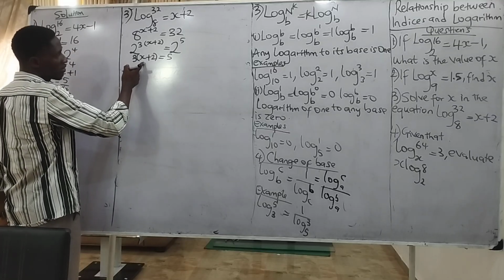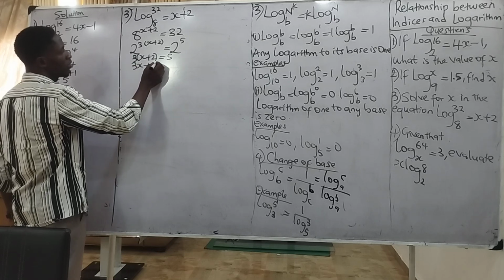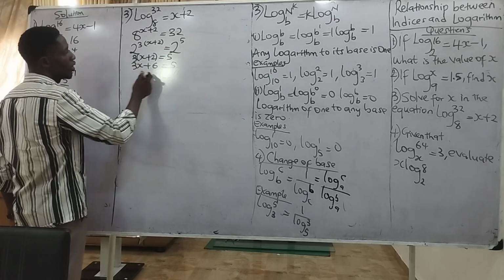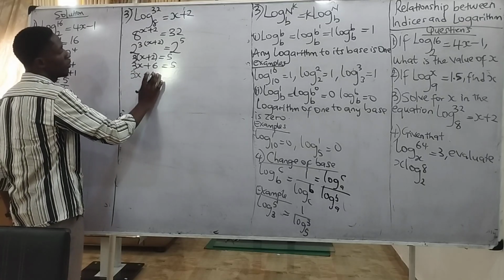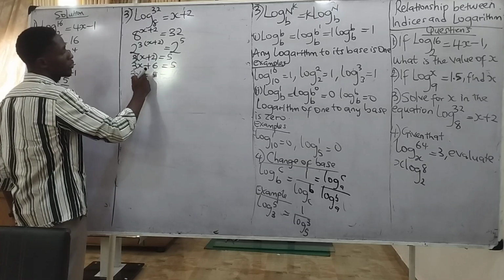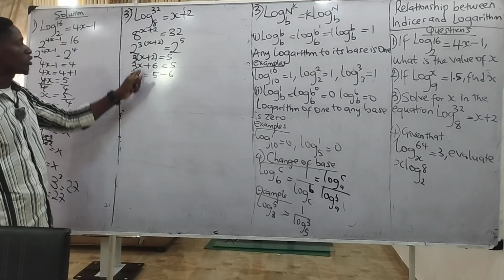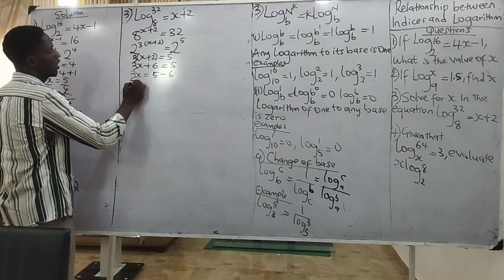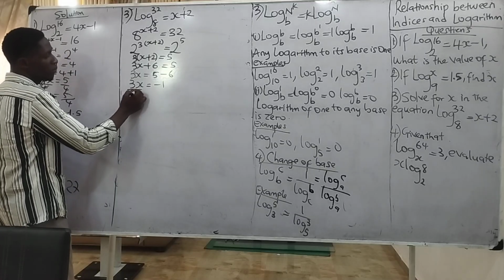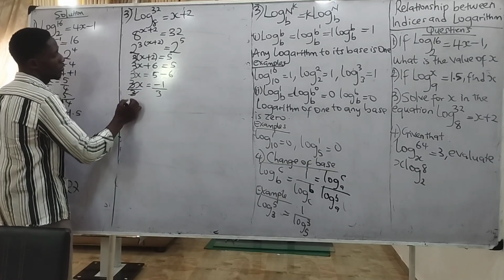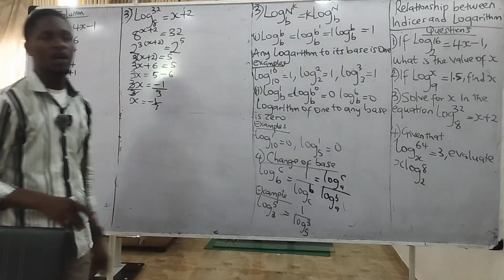Let's open the bracket. 3 times x is 3x plus 3 times 2 is 6 is equal to 5. We'll collect like terms. 3x is equal to 5 minus 6, because when plus crosses to the other side it becomes minus. 3x is equal to 5 minus 6, which is minus 1. So we'll divide both sides by 3. So our x is minus 1 over 3. And that is the answer there.